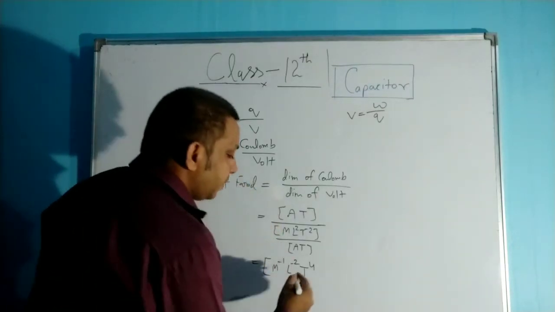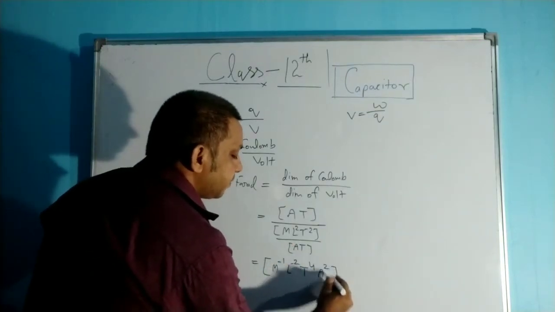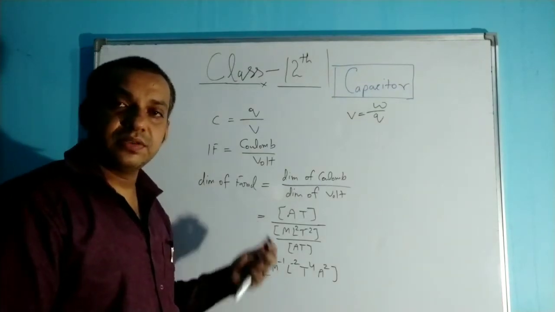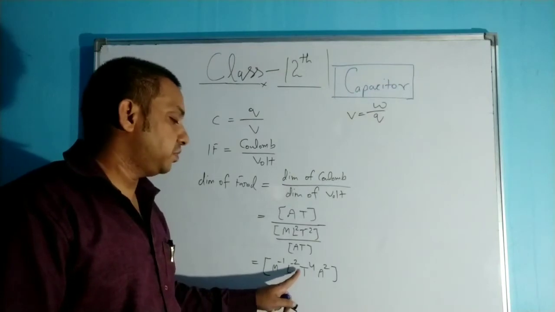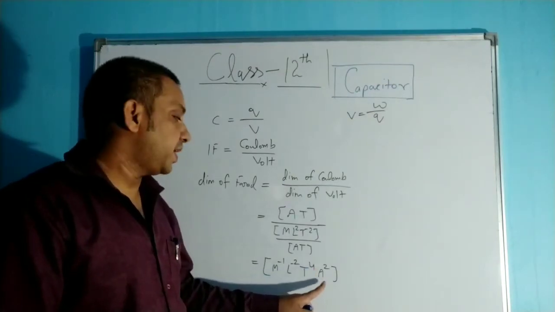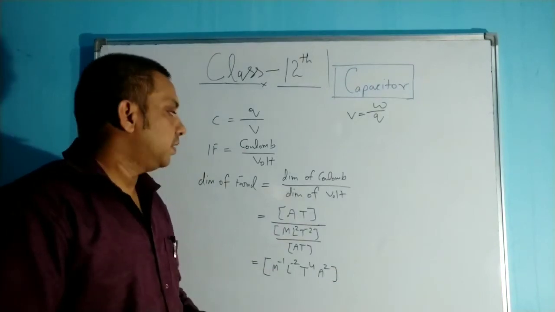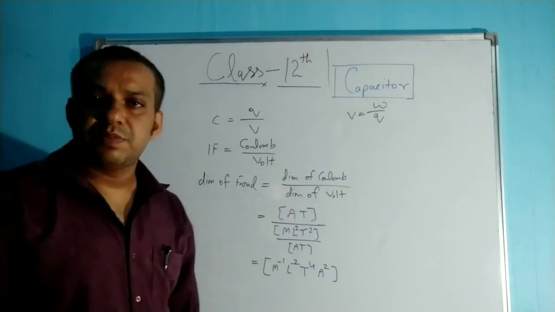And this A square is clear. So the final dimension of the capacitance, the farad, is M to the power minus 1, L to the power minus 2, T to the power 4, and A to the power 2. So this is the dimension of the capacitance, the farad. Clear?